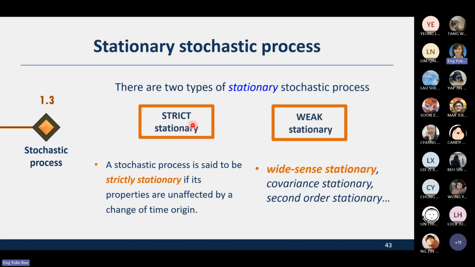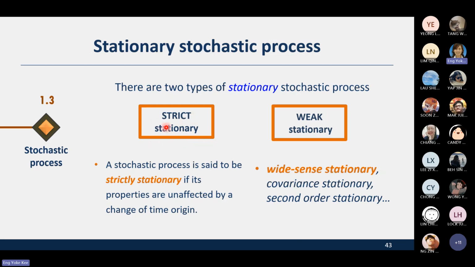So ideally, we want what? Regardless of your starting point, the data should tell you a consistent story. So that is what we want, a strict stationary process. Why you want this assumption is that when you do analysis, regardless of your starting point, the data should tell us the same story, right?